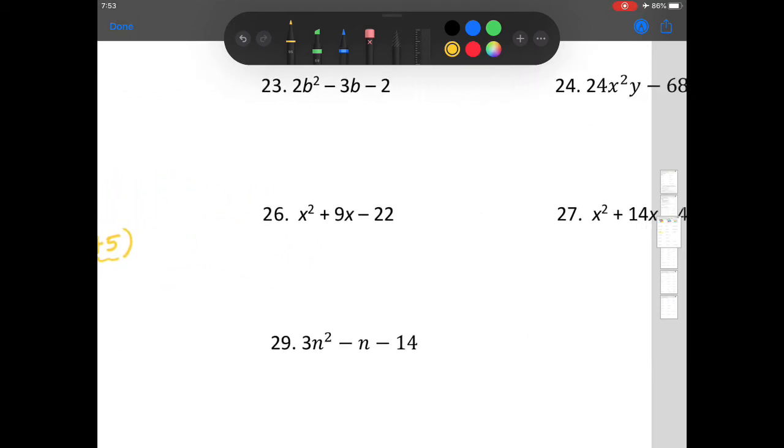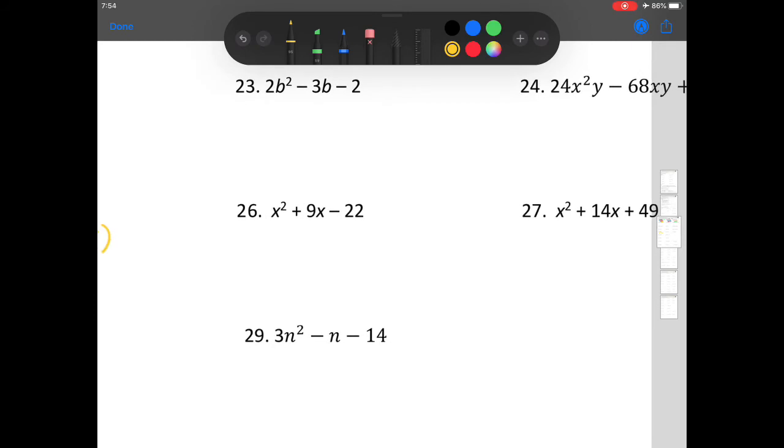Number 26, it's again the AM method. How do I know? My leading coefficient is 1. There's no GCF. I need 2 numbers that add to 9 and multiply to negative 22. And now think about it. It's 11 and 2. Yep. So now again, between 11 and 2, which one is bigger? 11. This is positive, so it's going to be plus 11 minus 2. Multiplication is commutative, so it's okay for you to write it as x minus 2 and x plus 11. It's not wrong. But if your signs were switched, then you would be wrong.